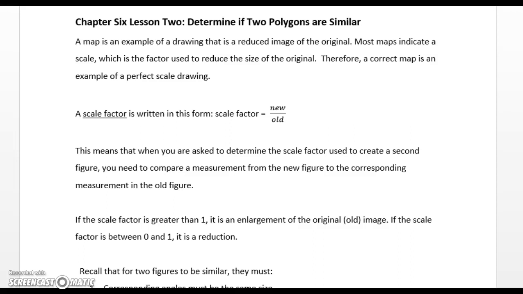In this video, we're going to look at lesson 2 from chapter 6, which is talking about determining if two polygons are similar. So this here is really just an extension of lesson 6.1, just we're going to take a little bit of a different take on it.